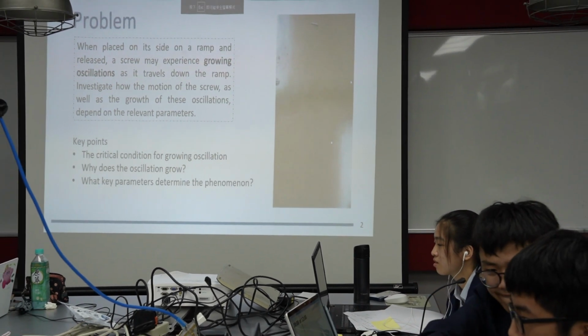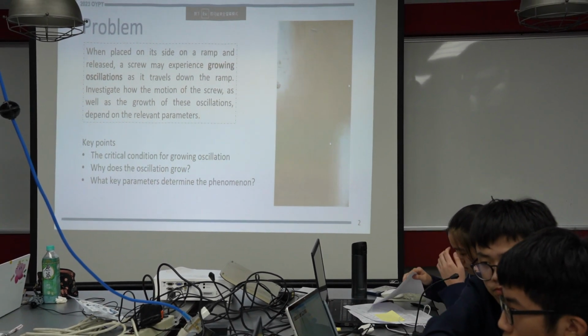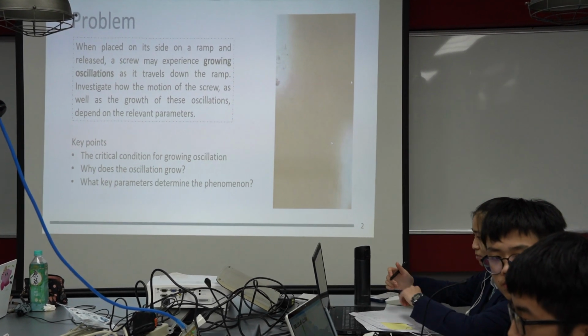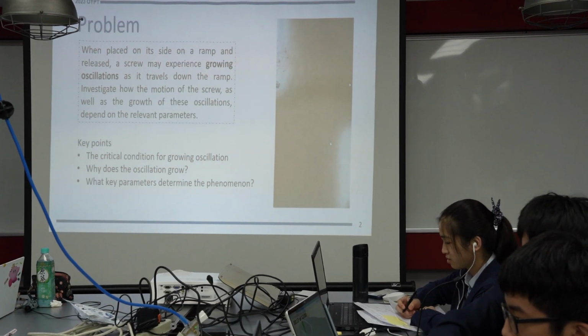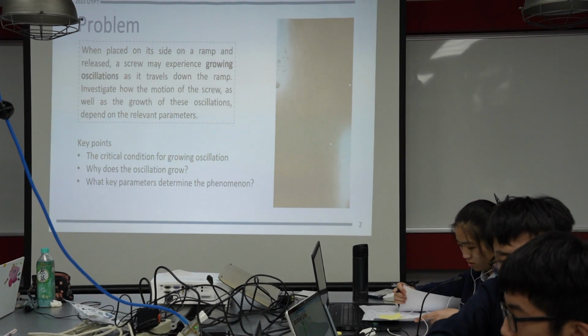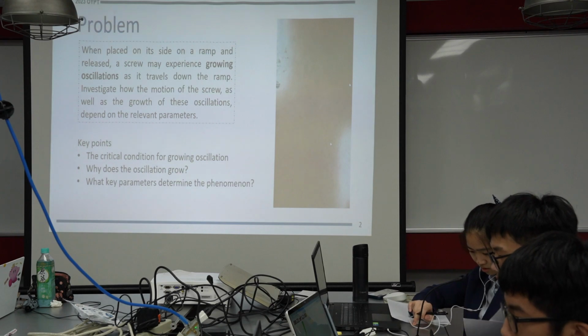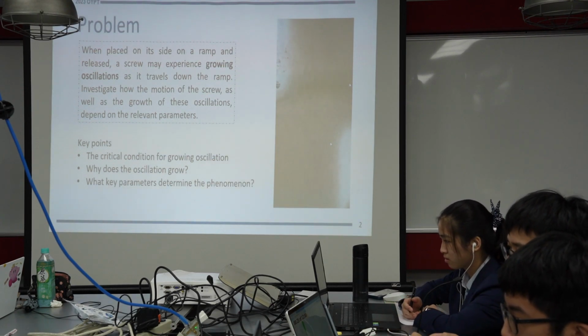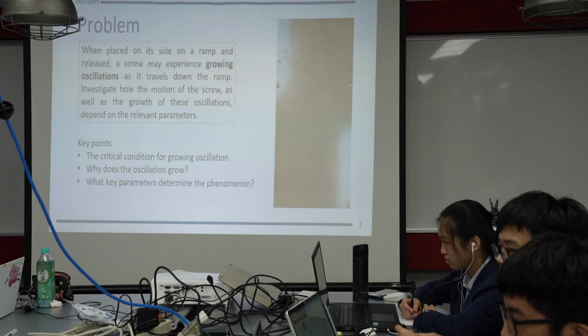When placed on its side on the ramp and released, a screw may experience growing oscillation as it travels down the ramp. Investigate the motion and also the growth of these oscillations. According to our problem statement, we mainly focus on these key points, including a critical condition and the reason for growing oscillation, and some key parameters that determine the phenomenon.